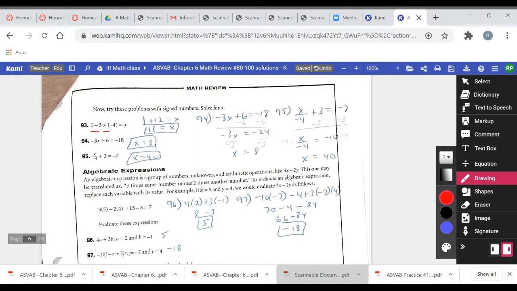On 94, you can see I added 6 to both sides, and I subtracted 6 from both sides, and then I divided by -3 on both sides, and then I solved to get x equals 8. And then on 95, you can see I subtracted 3 on both sides, and then I multiplied by -4 on both sides to get x is equal to 40.